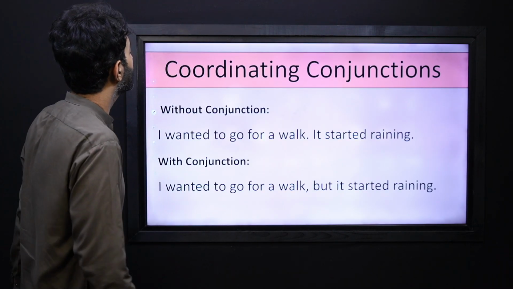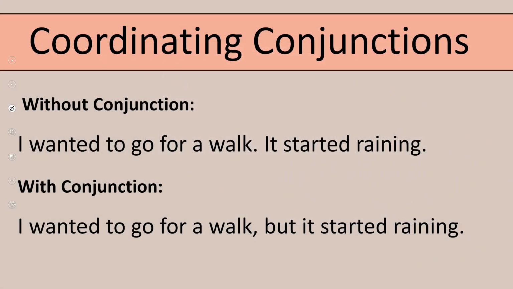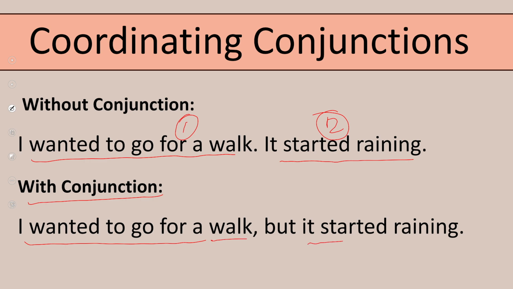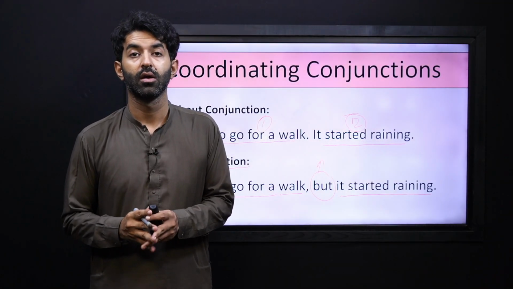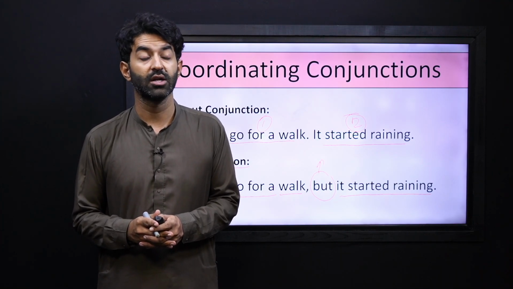Here, let's look at a sentence without a conjunction. I wanted to go for a walk. It started raining. These are two different sentences, number 1 and number 2. But we don't want that. We want a flow in our sentence, clarity, precision. So let's use it with a conjunction. I wanted to go for a walk, but it started raining. Here, with the conjunction but, we connected these two and we successfully used our coordinating conjunction.